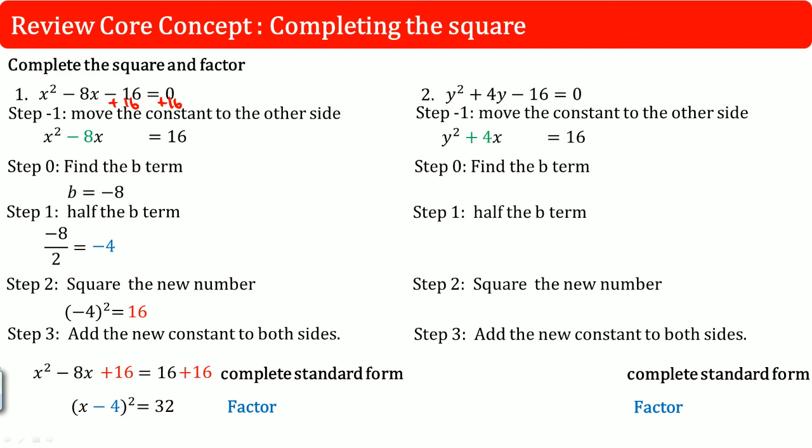So again, we move the 16 to the other side by adding 16 to both sides. Now, the b term here was 4. We half that. So 4 divided by 2 gets us 2. We square 2. So 2 squared becomes 4. So we are now adding 4 to both sides. So you have x squared plus 4x plus 4. That is equal to 16 plus 4. In that process, you get x plus 2 squared is equal to 20.